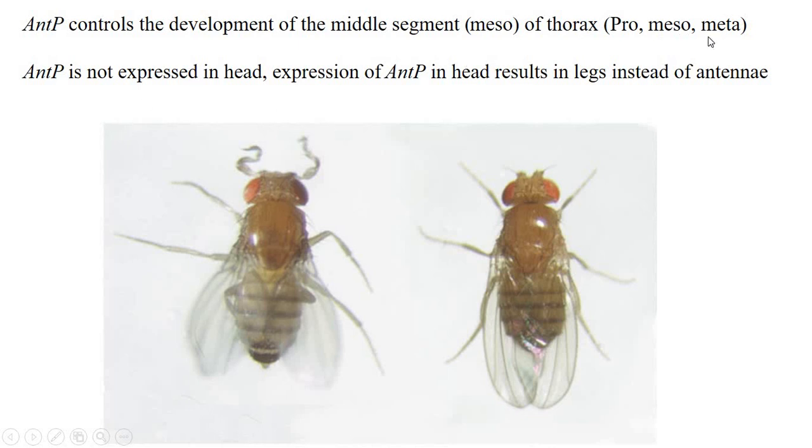Metathorax also has the halteres. Antennapedia is not expressed in the head, but if you forcibly express Antennapedia in the head, then there will be formation of these legs instead of antennae in the flies. So what that suggests is Antennapedia controls the leg formation on the thoracic segments in the flies.